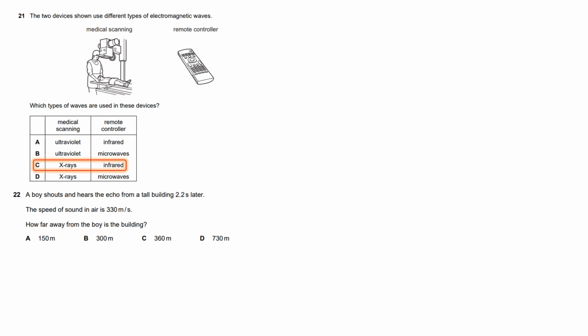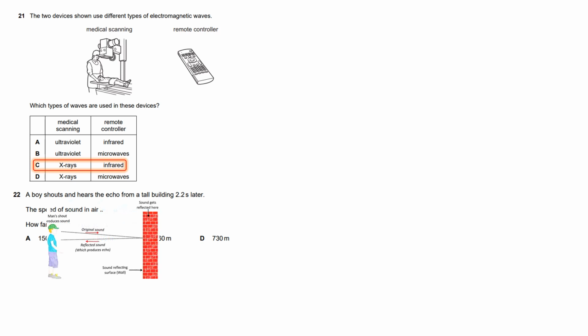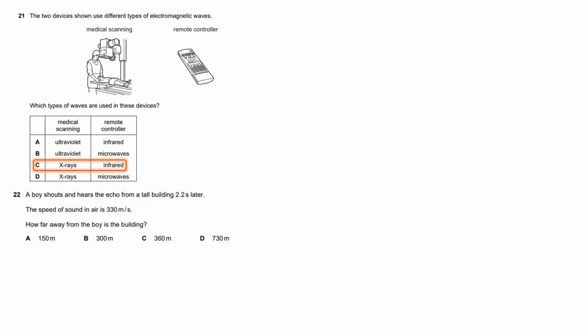Question 22. If the boy shouts a sound, then the sound waves travel towards the tall building, get reflected, return, and then fall in his ear. This is how he hears an echo. Thus, the sound travels twice the distance between him and the tall building.